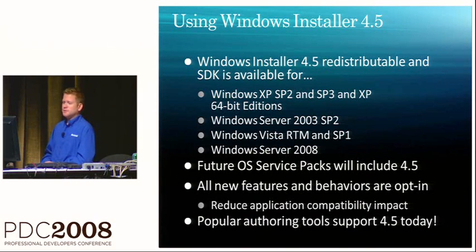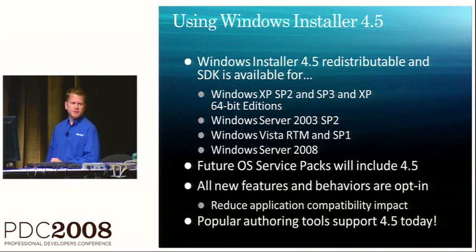It's available for Windows Server 2003 SP2, Windows Vista RTM and SP1, and Windows Server 2008. Future service packs of the OS should include Windows Installer 4.5. That's the plan going forward. So for example, the next service pack of Windows Vista and Windows Server 2008 should actually have Windows Installer 4.5 in it, as opposed to Windows Installer 4.0, which they have today. So on up-level systems, you won't need to redistribute Windows Installer 4.5.